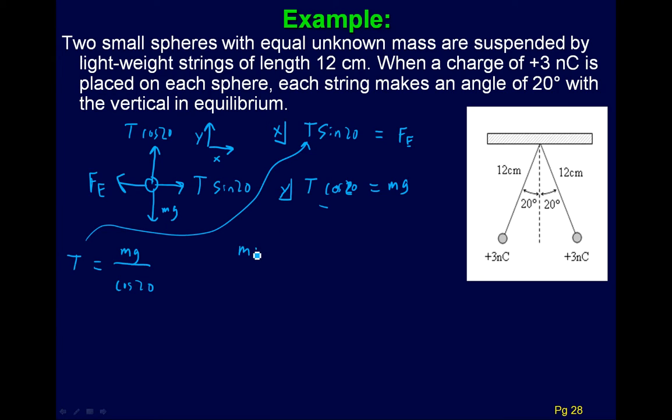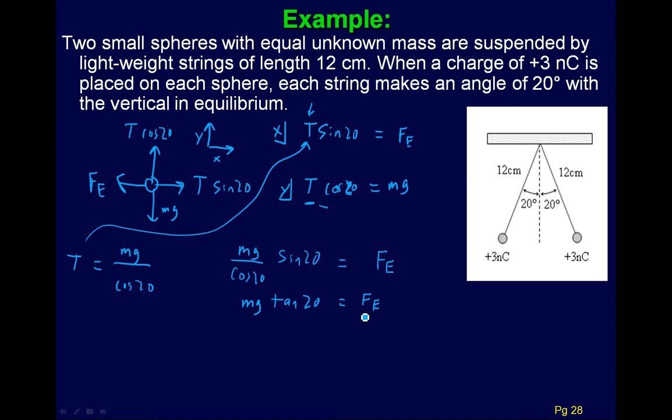And so I would have mg over cosine of 20 times sine 20 equals force electric. So I basically solved for this tension to isolate it, and then plugged it back in over here because I don't really care about the tension, so let's get rid of it. I plugged it into this equation and got this right here. And then one way to clean that up is just to say it's mg tangent of 20. That just makes that equation a little bit nicer.